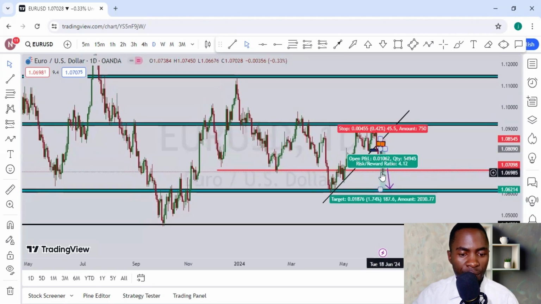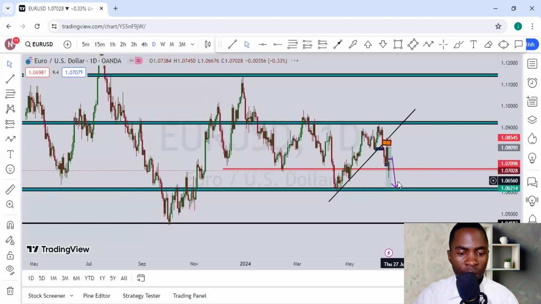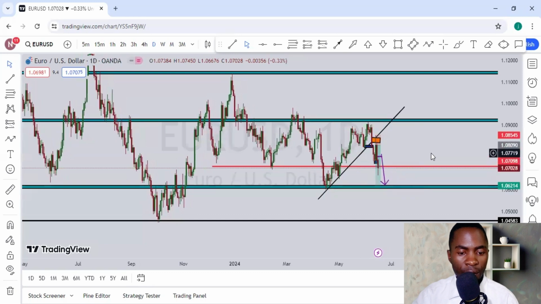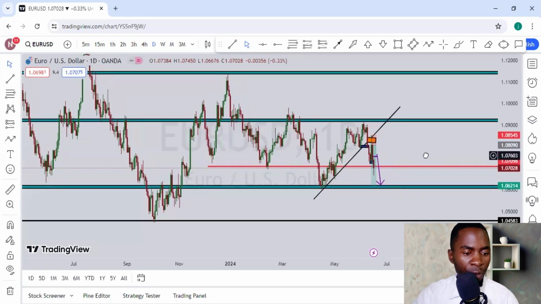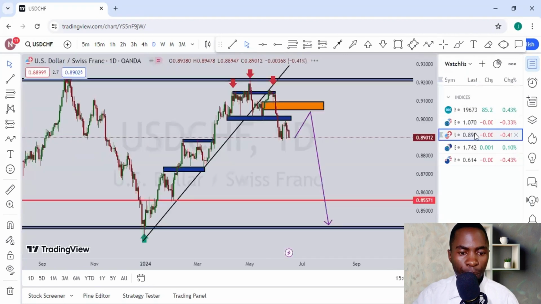I'm waiting to see the reaction here on Monday or in the coming week. If the market continues to the downside, then I will continue with my profits. But if the market reverses now, I will take what I have already. So that's all about Euro USD. Let's go back to another pair.